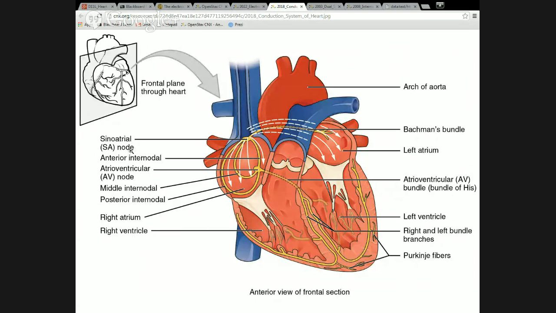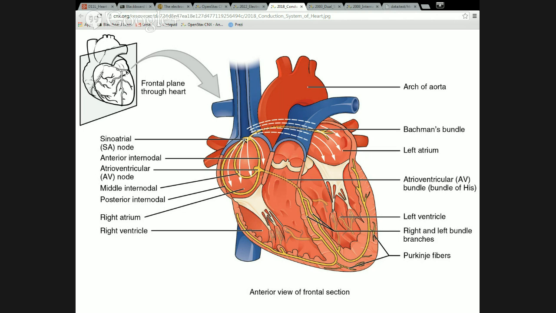Anyway, so there's a sinoatrial node, and that's where things start. These cells are autorhythmic. They generate their own action potentials, and the rate at which they generate their action potentials sets the pace for the heart rate. The SA node is often referred to as the pacemaker for the heart. You usually hear pacemaker in reference to artificial pacemakers. Those are implanted when somebody's SA node isn't doing what it's supposed to do. But naturally, this is what sets the pace for the heart.